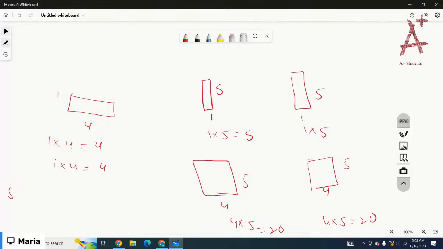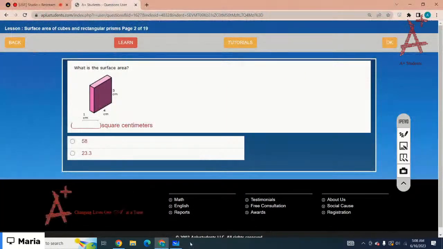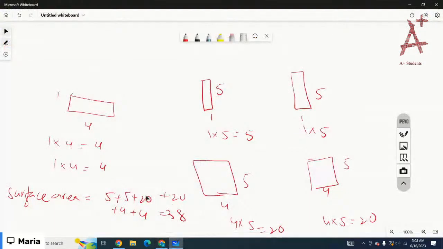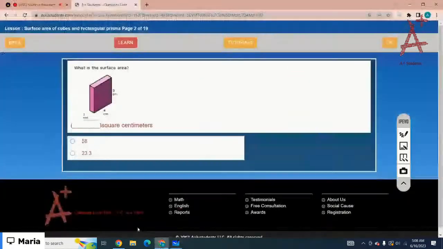So for the total surface area you have to just add up all the areas. Got it? You have to do 5 plus 5 plus 20 plus 20 plus 4 plus 4. Got it? So it would be 30 and 8, 38. So that means the surface area of the rectangular prism is 38. Got it? 58 I think it is. 40, 50, 58 it is, not 38. It would be 58. Got it?